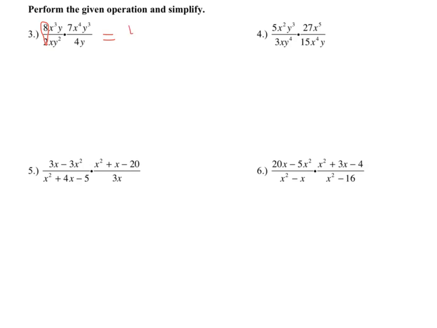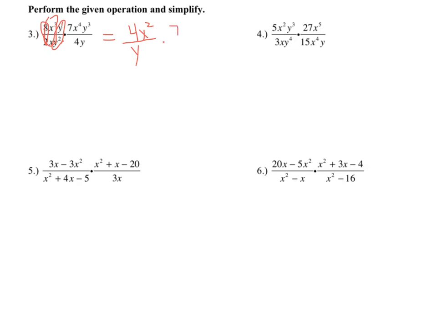So 8 divided by 2 gives us 4. We have an x cubed being divided by an x to the first, so we're going to get x squared. And then we have a y over a y squared. Well, the extra y would be in the bottom, because you have 2 y's in the bottom and only 1 in the top. If you subtract their exponents, you do 1 take away 2, which is negative 1, so that tells you to drop it to the denominator.